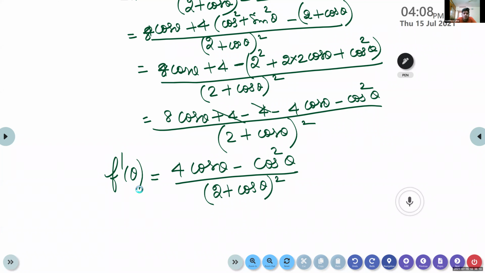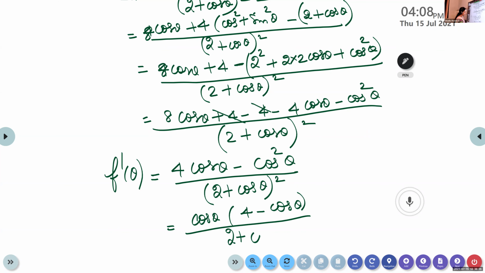Square. Whenever square is there, it will always be positive. Okay, so here we can take cos theta as common. If we take cos theta as common, we will get cos theta into 4 minus cos theta by 2 plus cos theta the whole square.